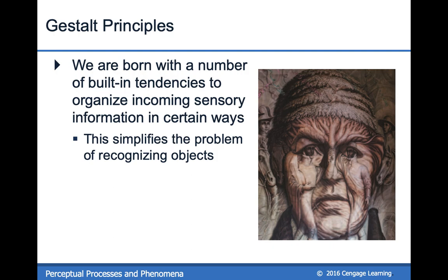Now we're going to be talking about Gestalt principles. So if you remember back to chapter 1, we mentioned Gestalt early on. Gestalt is German for the word whole. And what it says is that we have a number of built-in tendencies that help us organize information that comes to us in certain ways. We tend to simplify problems to help recognize objects, movement, and patterns. And if you remember, the Gestalt, the whole, means the whole is greater than the sum of its parts. So there can be a lot of little things that we're noticing, but the holistic picture is more important overall.